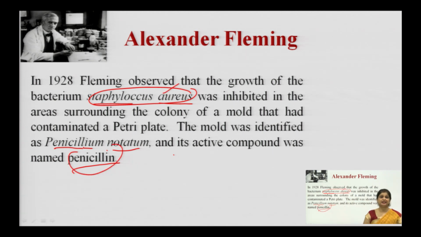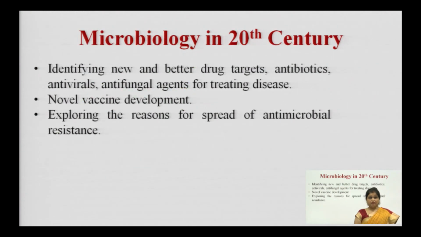That is what we call antibiotics, which are generated from some microorganisms and are responsible for killing other microorganisms. He was the first person to generate penicillin, which can kill Staphylococcus aureus species. So, in the last part I would like to tell you about the 20th century, what scientists are doing right now.